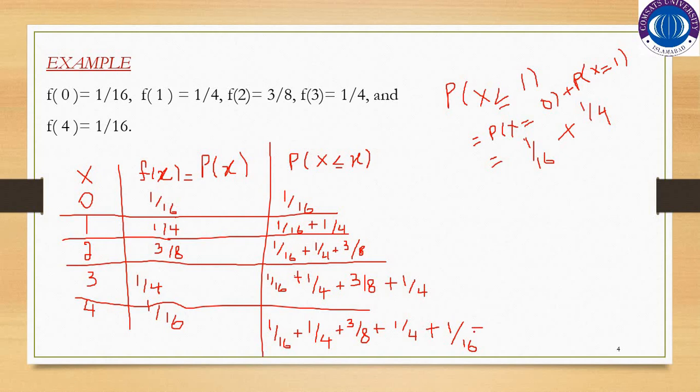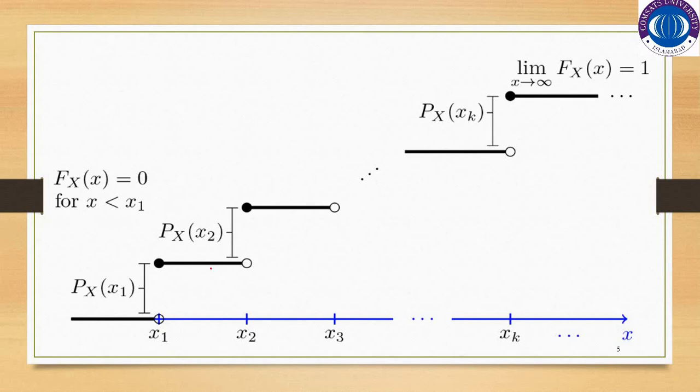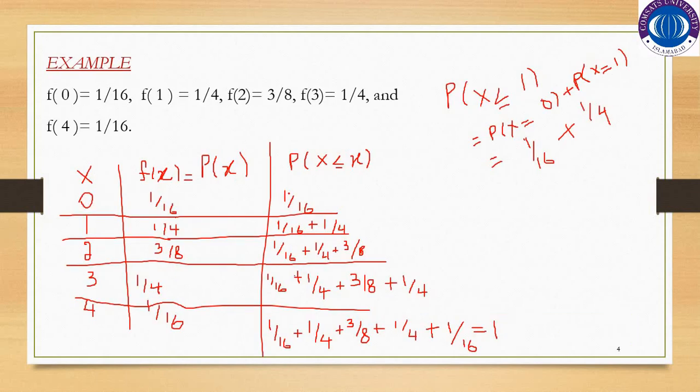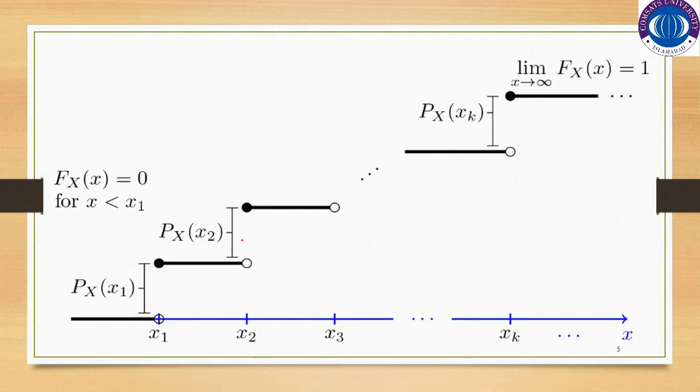This should be equal to 1. So you can find out by plotting these particular values. Like the first one is 1/16. So here would be 1/16. Next one, and plotting these cumulative distribution function values, you will get the graph which is stepwise.